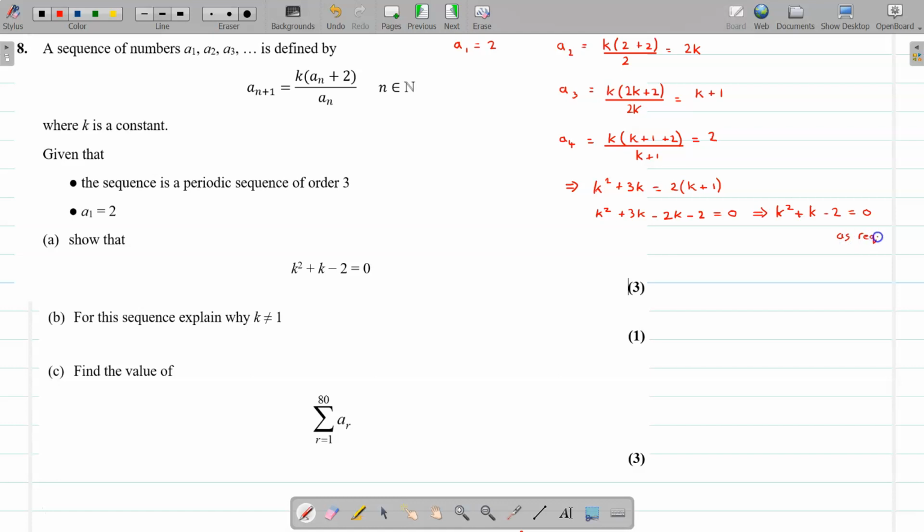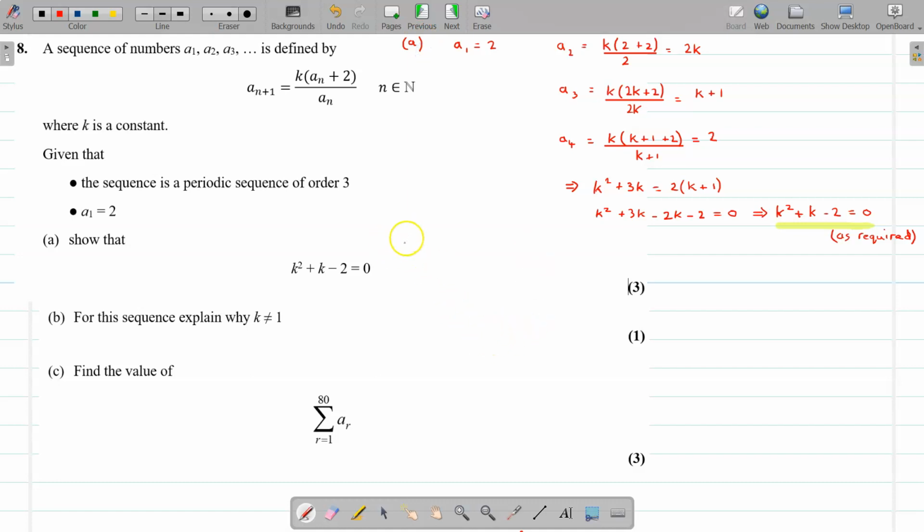Okay, so you need to put in sufficient steps to justify those 3 marks. So don't be tempted to go missing out too many steps. Okay, so that was part A of the question dealt with there. I'll just put part A up here like that.